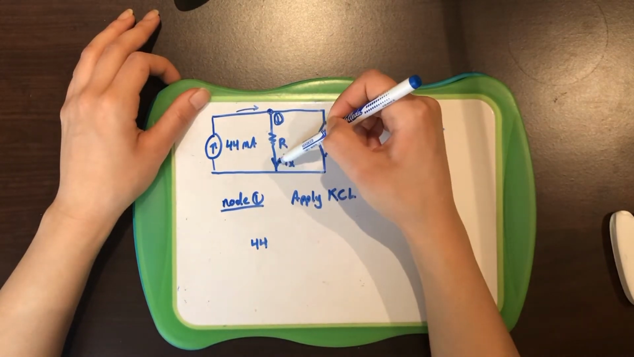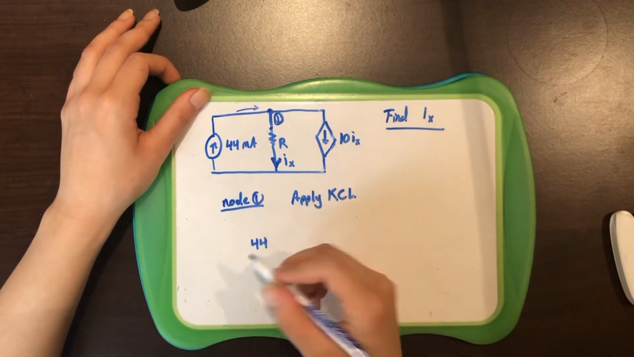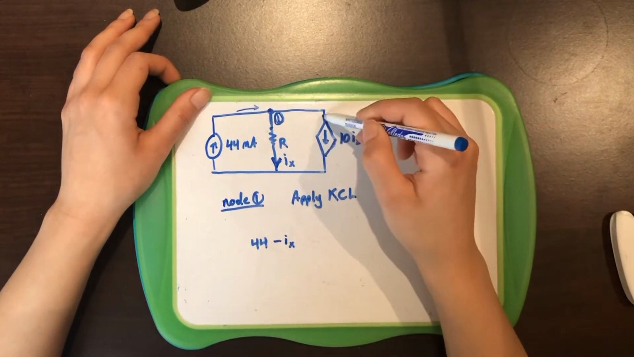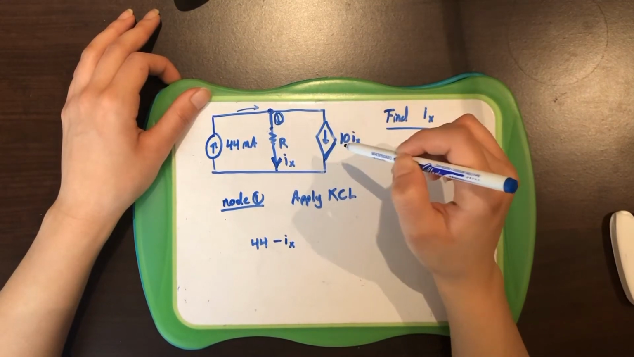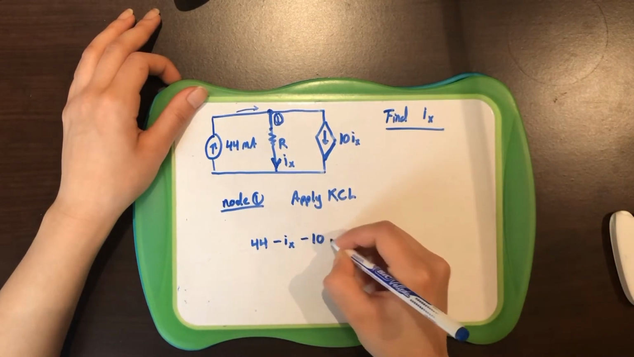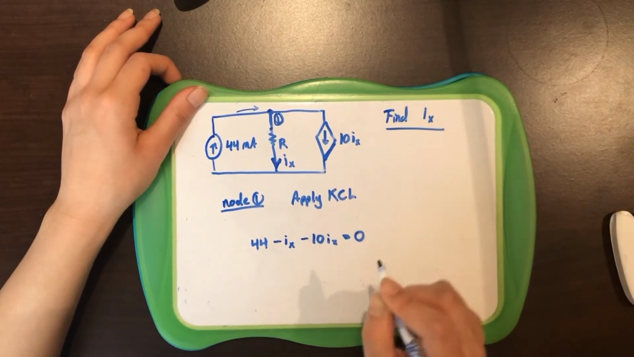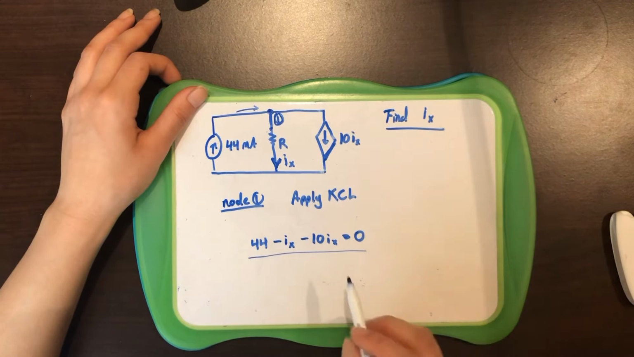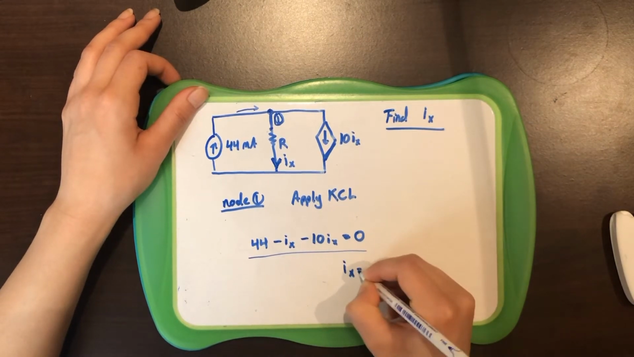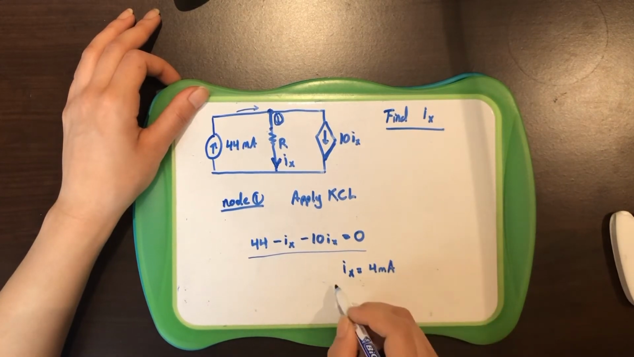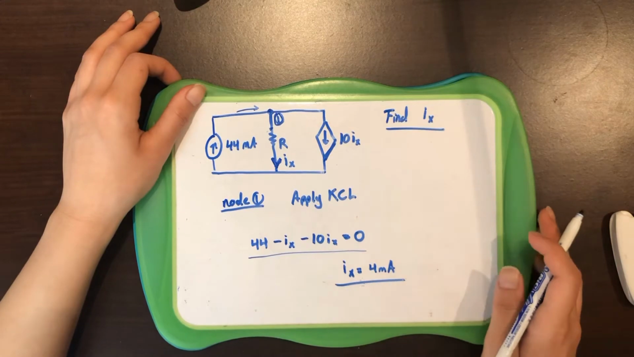And then this current Ix is leaving the node, as you can see. So this will have a negative value, so minus Ix. And this current also is leaving, so it's going to have a negative value, so minus 10 Ix. And all of this should give us a 0. So as you can see, this is a very simple problem. So when you solve this, you should get 4 milliamps. And that's it. It's very straightforward.